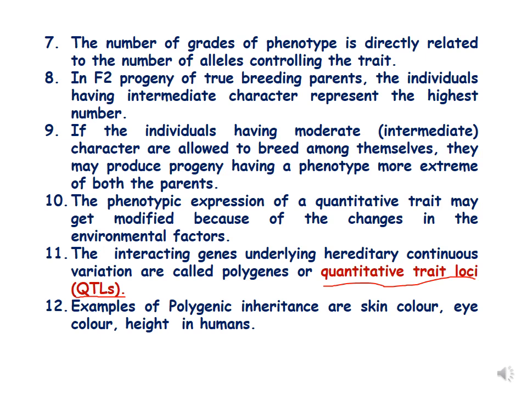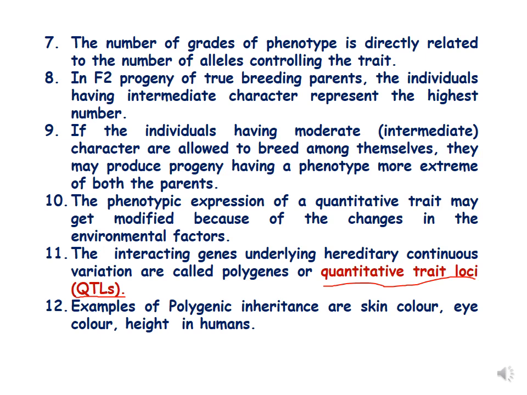The ninth point is, if the individuals having moderate characters are allowed to breed among themselves, they may produce progeny having phenotypes more extreme than both the parents. For example, if we breed Mulattoes with Mulattoes, at the extremes we will find Negroes and albinos. And if there is breeding between individuals who are of fair complexion, the extremes will be dark and albino.